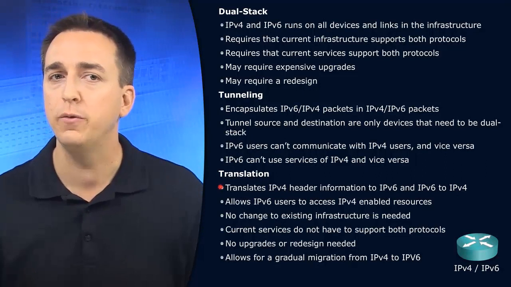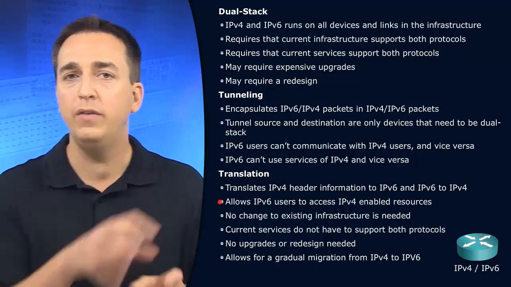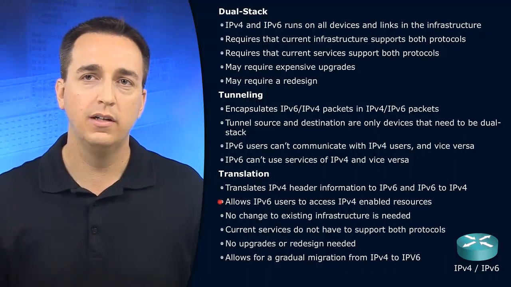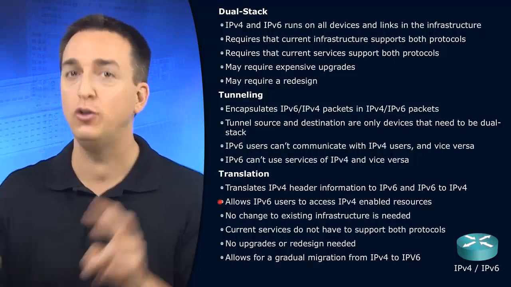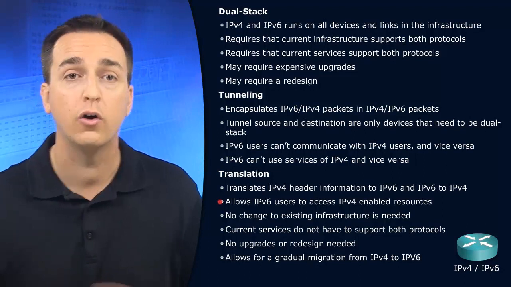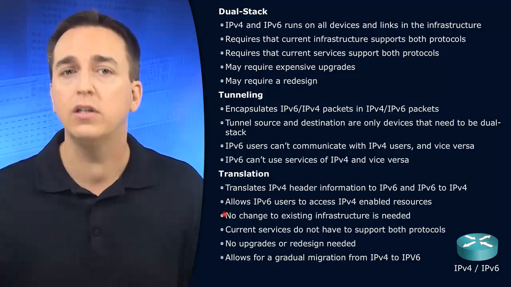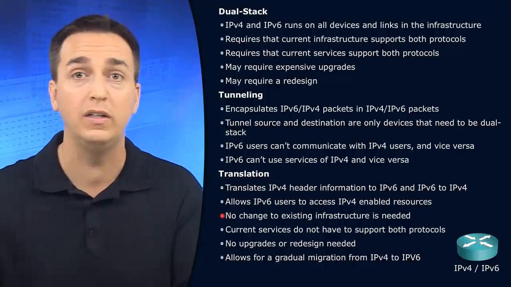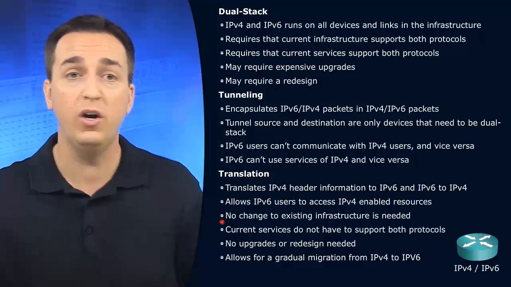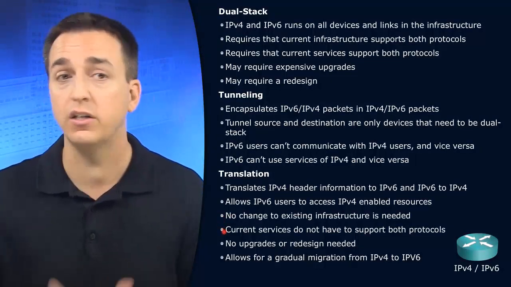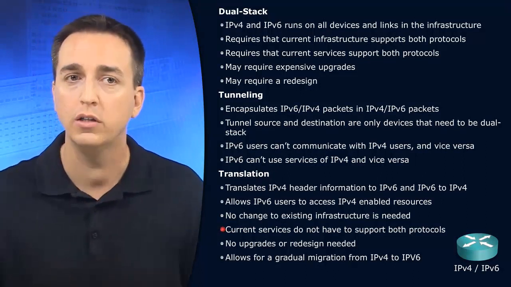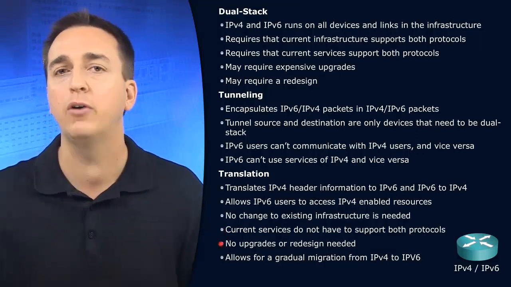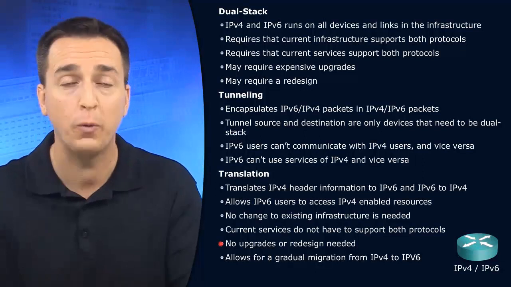What would this give us the ability to do? It gives us the ability to have our IPv6 users access IPv4 enabled resources. So we don't have to dual stack clients. We don't have to dual stack our applications and our resources inside of our organization. So no real change to the existing infrastructure. We just have to make sure we have some router that can support this translation from IPv6 to IPv4 and back. We don't have to worry about our resources and our services and our features throughout the network supporting both protocols. Just that router is going to have to be able to support both. So very, very minimal upgrades, very minimal redesign to no redesign at all.